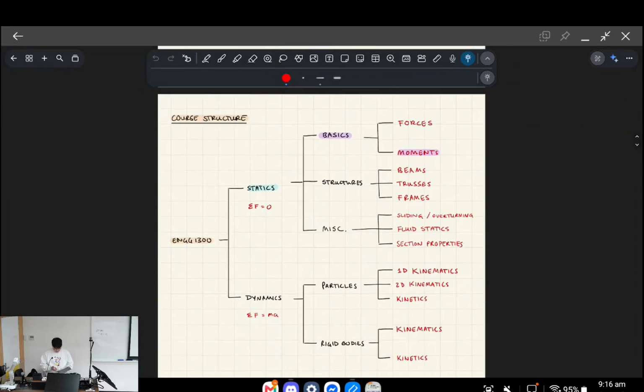So before we get to that, actually, I forgot that I usually chuck the course structure on the first page. So just to give a recap of where we're at and where we're going. We're still talking about statics for now, and we're focusing on the second important component of basics that you want to learn in this course, which is moments. Last week we talked about forces. Now we're going to learn about moments, and in the following weeks you'll learn about structures.